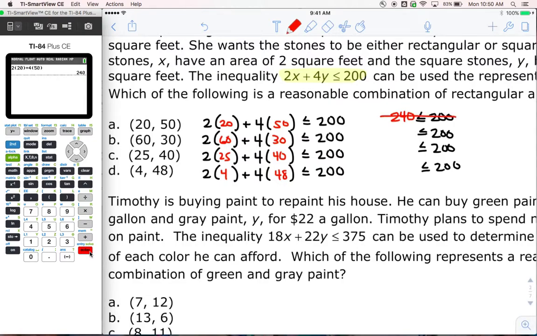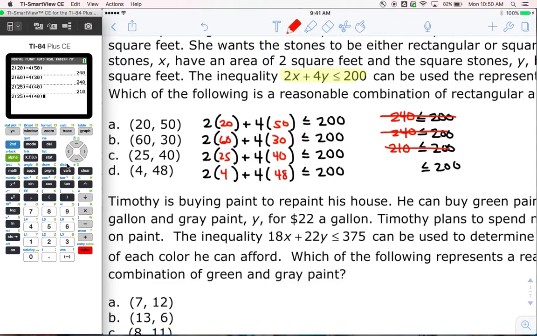No, that doesn't work. And then I'm going to press second enter, and I'm going to plug in these other numbers. So the next one I'm checking is 60 and 30. And this time I get 240 again, which we still know is not less than or equal to 200. The next answer choice, so second enter again, I'm checking 25 and 40, and I get 210 this time. Okay, 210 is not less than or equal to 200, so I guess it's option D, but let's be sure.